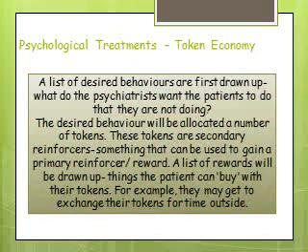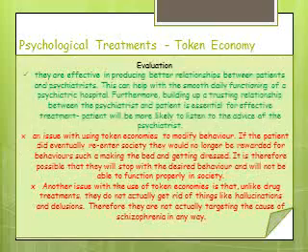A list of desired behaviours is first drawn up. What do the psychiatrists want the patients to be doing, and what not? The desired behaviour is allocated a number of tokens. These tokens are secondary reinforcers, something that could be used to gain a primary reinforcer, so a reward. A list of rewards will be drawn up, things that the patients can buy with their tokens. For example, they may exchange their tokens for time outside, watching TV, or other privileges.